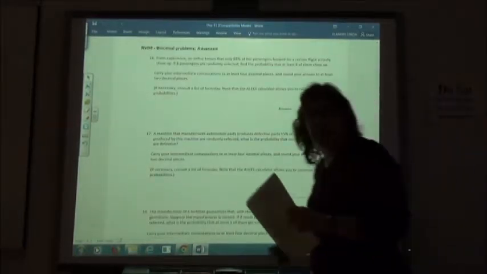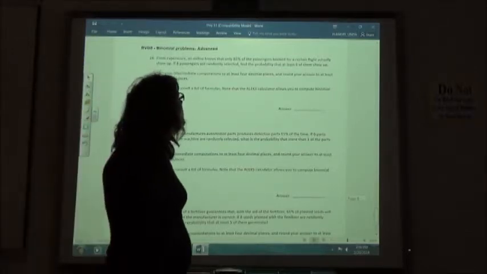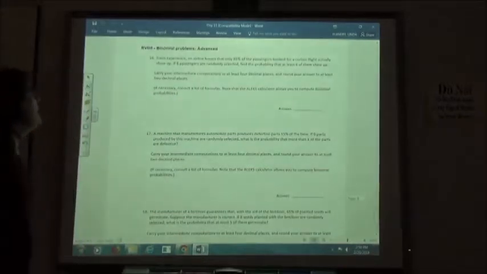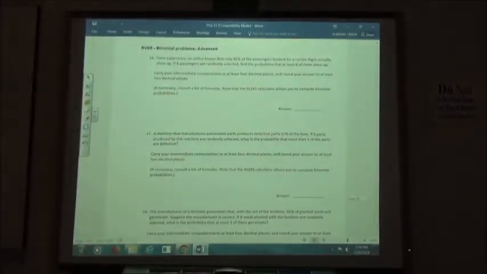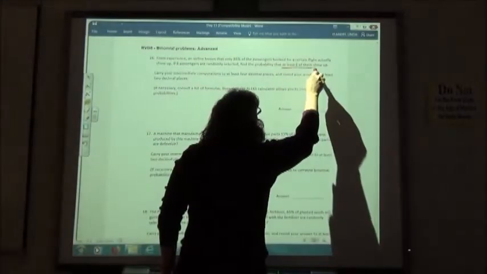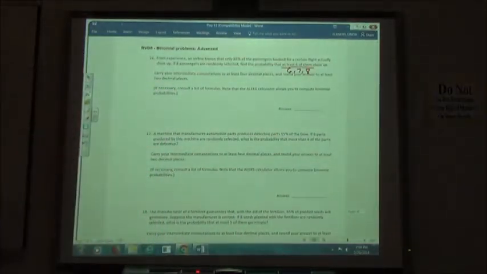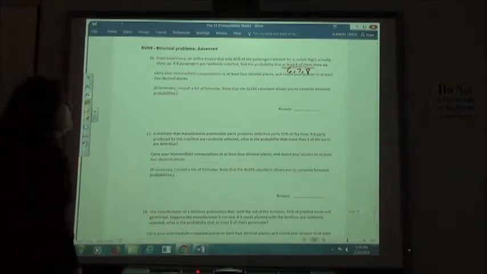to the ALEKS calculator. So if you're not logged into ALEKS, hop into ALEKS while I'm talking. It says, from experience, if an airline knows that only 85% of the passengers booked for a certain flight actually show up, if 8 passengers are randomly selected, find the probability that at least 6 of them show up. That means 6, 7, or 8 of them show up, right? Carry your intermediate computations to at least 4 decimal places. Round your answer to at least 2 decimal places.